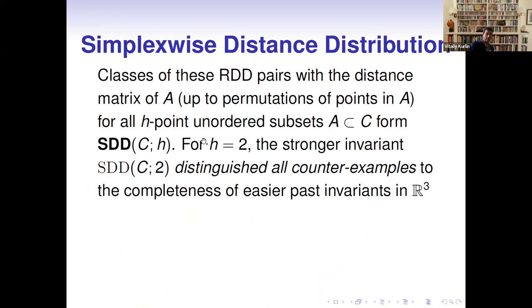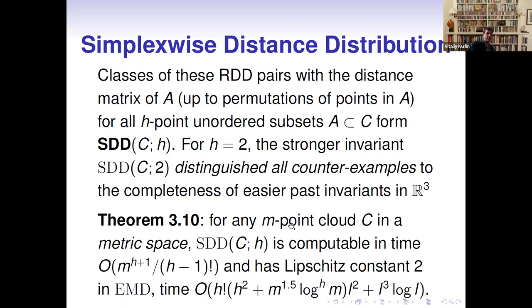So for second order, when we fix a pair of points, we get, I hope you see, a strong invariant, as we called it SDD, simplex-wise distance distribution of order 2. And this SDD distinguished all counterexamples to the completeness of easy invariants in three-dimensional space. So this is the exact theorem that we proved about SDD in a metric space, not Euclidean space, any general metric space. It's computable in polynomial time for fixed order, and has Lipschitz constant 2. It's continuous under perturbations with respect to the Earth mover's distance, which is also computable in polynomial time.